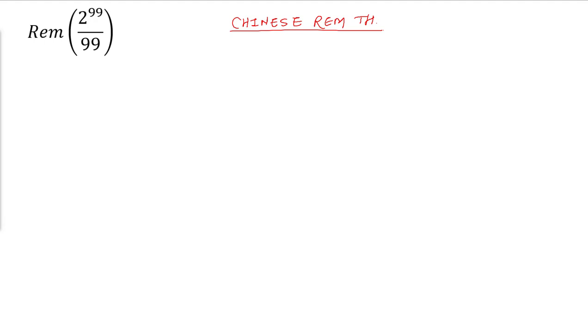Let's start with this. In the previous video we solved this question: find the remainder when 2 to the power 99 is divided by 99, and I think the answer was 17. Now we are going to solve this question by using the Chinese remainder theorem. How to use it, we'll see with the help of this example. So the question is 2 to the power 99 divided by 99.